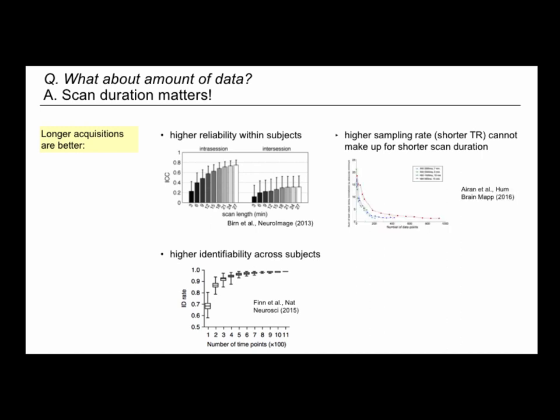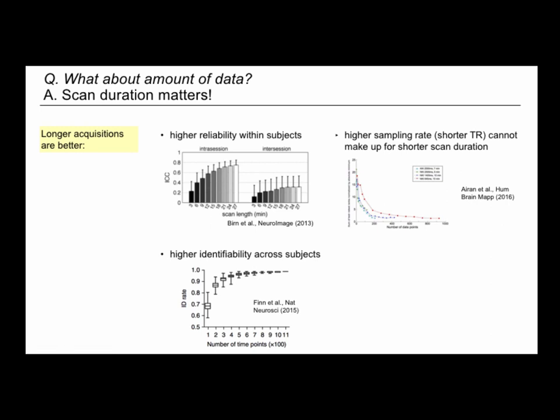So this is another figure from that Iran paper. You can see here, these 4 lines are 4 different data sets with different TRs. And on the x-axis, they're holding constant the number of data points. But of course, the scans that have shorter TRs are going to reach that number quicker in terms of minutes in the scanner. And so this red line here is actually the data set with the shortest TR. I think it was around 600 milliseconds. And so this one takes the longest to converge. So you can't necessarily make up for a shorter scan duration by just sampling more quickly.